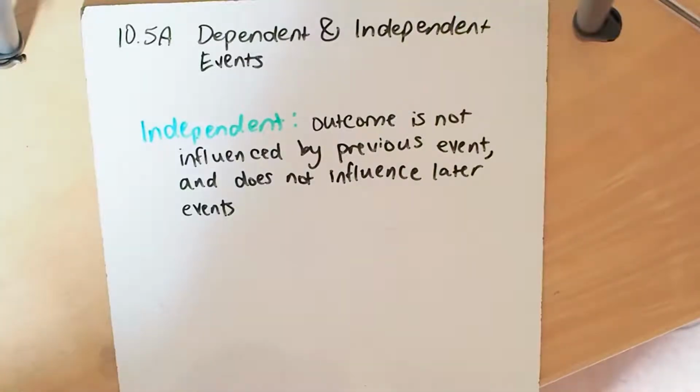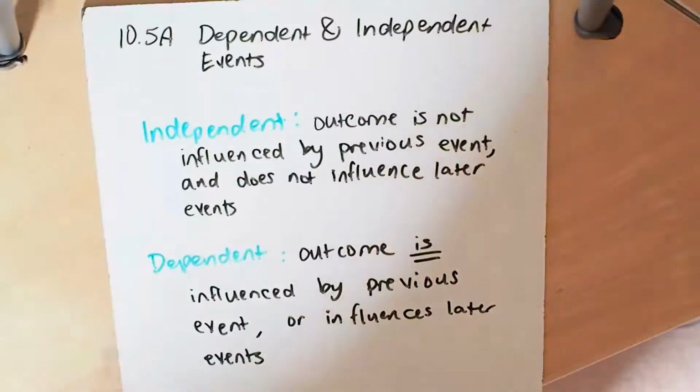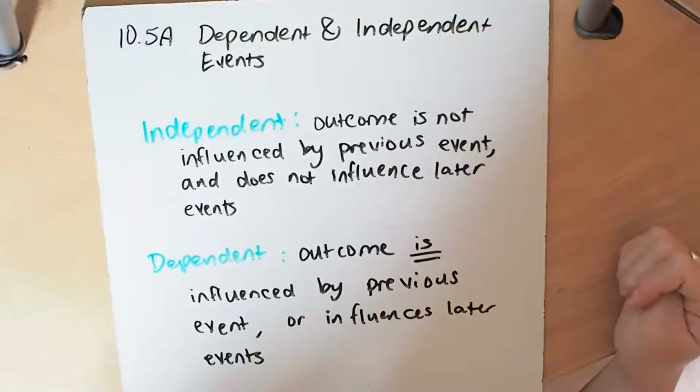If I flip a coin and then flip it again and then flip it again, none of those events will actually influence the other events. When we talk about dependent events, it's a little bit different. A dependent event is an event where the outcome is influenced by previous events or influences later events. So let me give you an example of that after you copy these definitions down into your notes.